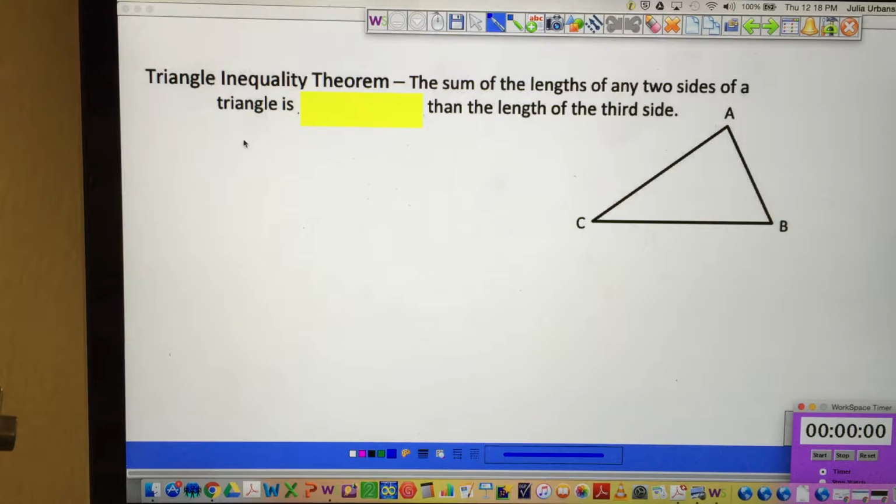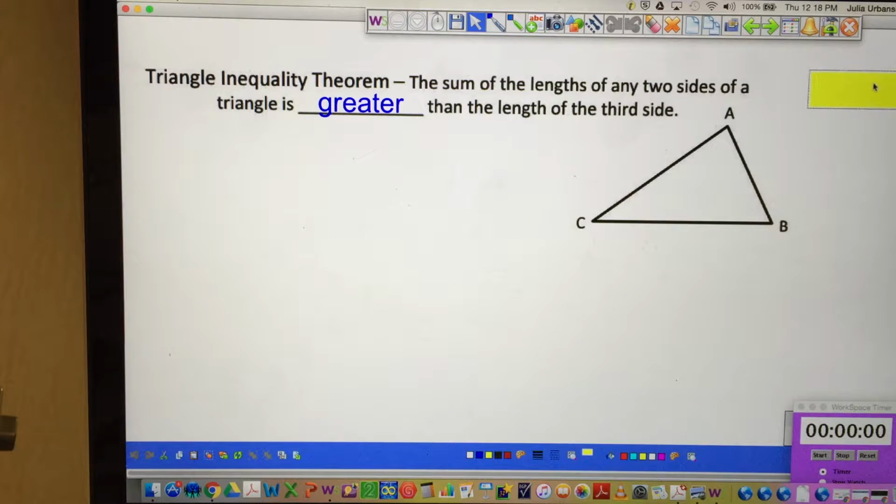Okay, triangle inequality. Down to the middle of the page. Triangle inequality theorem. The sum of the lengths of any two sides of a triangle is what? Greater than the third side. See? You guys figured that out all on your own. Okay, that's what you did with the straws. You made up a rule that that is true. So for a triangle to exist, you need two of the sides to be bigger than the third side.